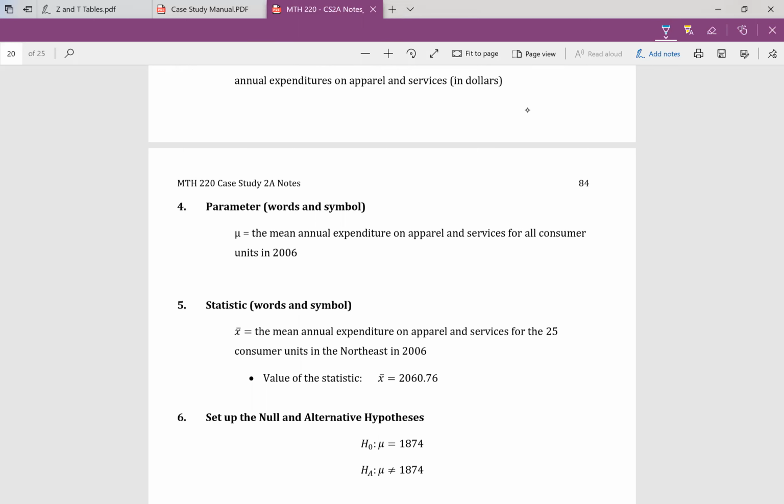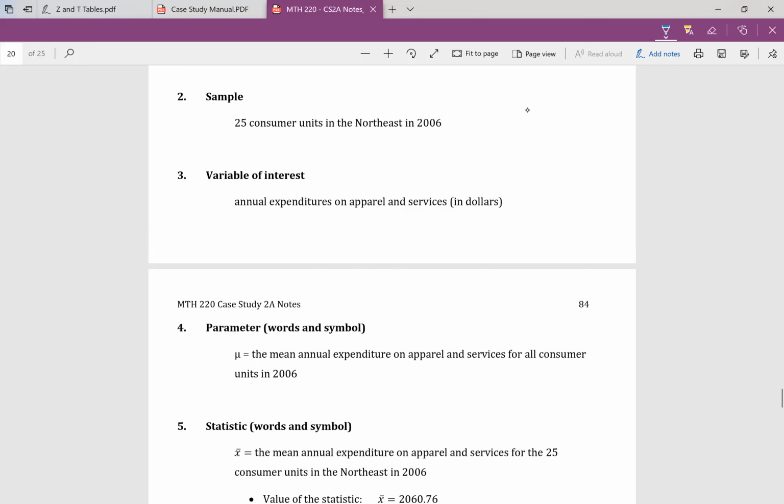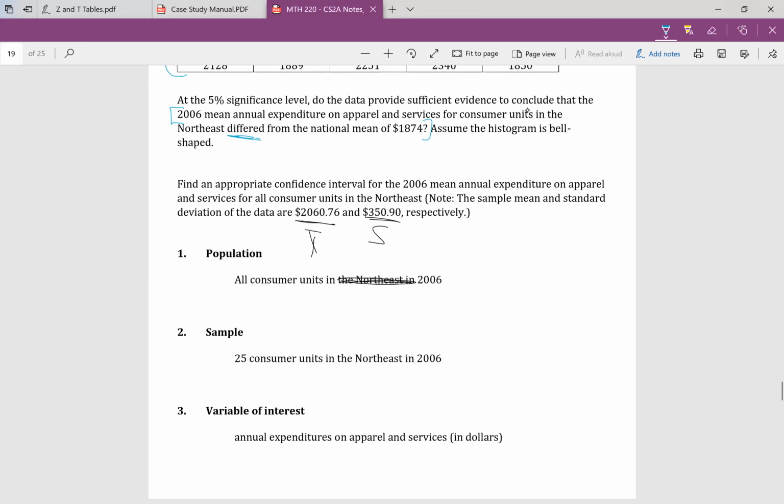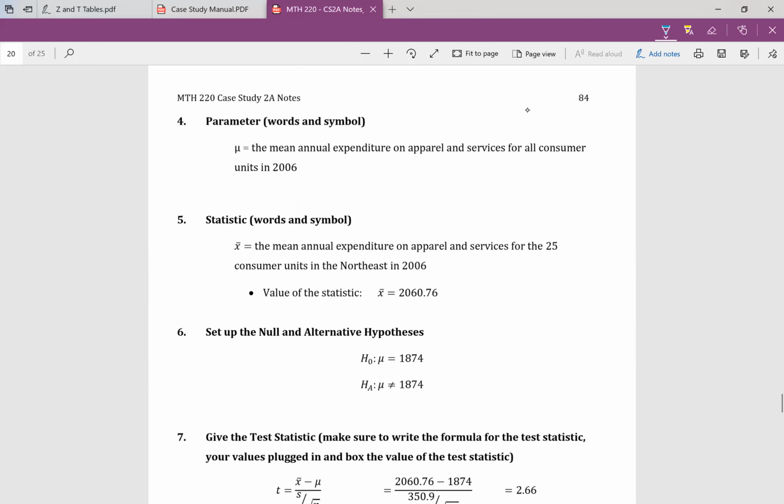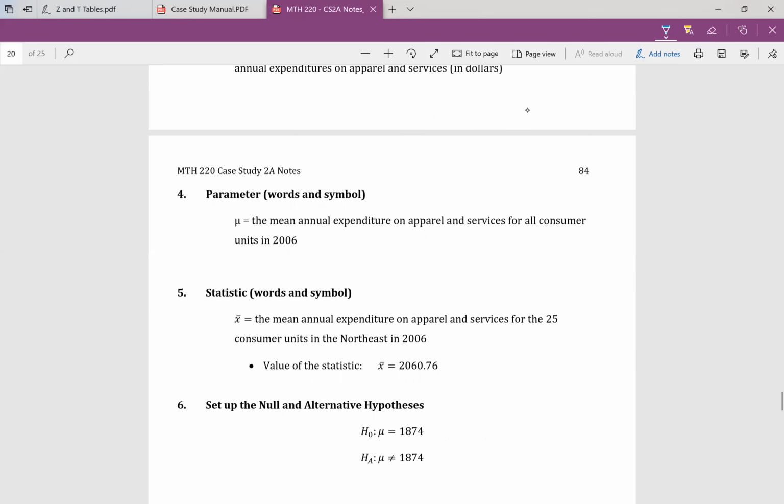That word differed, or different from, or not equal to, those are all synonyms that I could have used in place of that word differed to let us know that what we have going on in our HA is a not equal to sign.